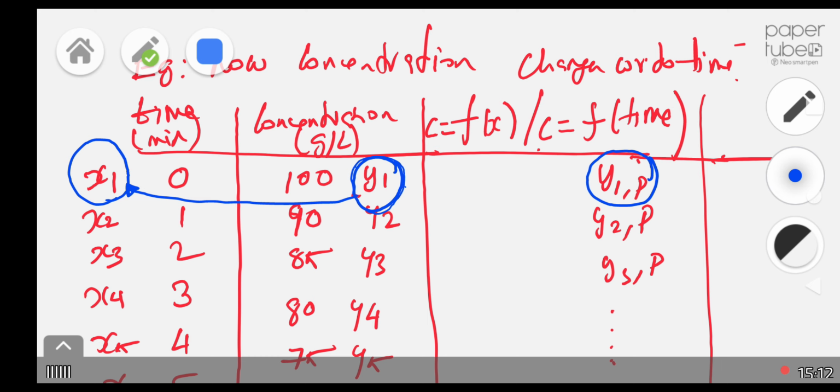So how do we test whether this function, c equals f of x, successfully predicted the concentration for the given inputs, which in this case is time? How do we test that?